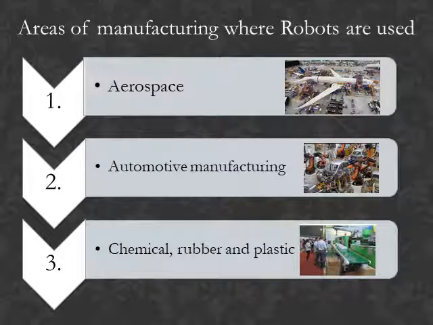There are several areas of manufacturing where robotics technology is used. As you can see, the first one is aerospace. Second is automotive manufacturing. Third, chemical, rubber and plastic manufacturing.